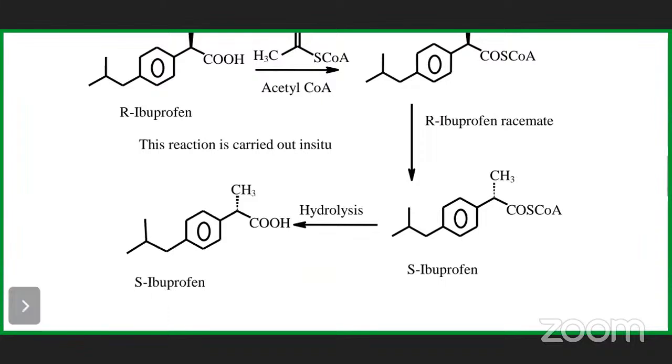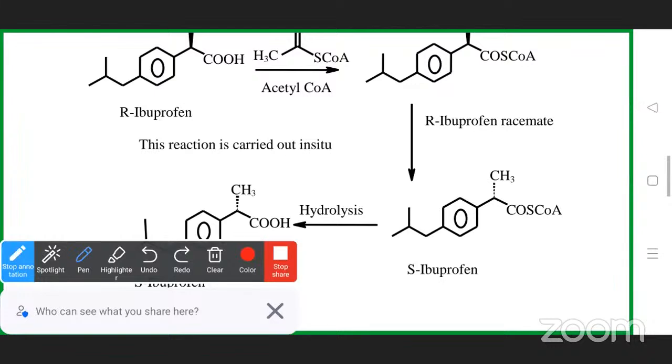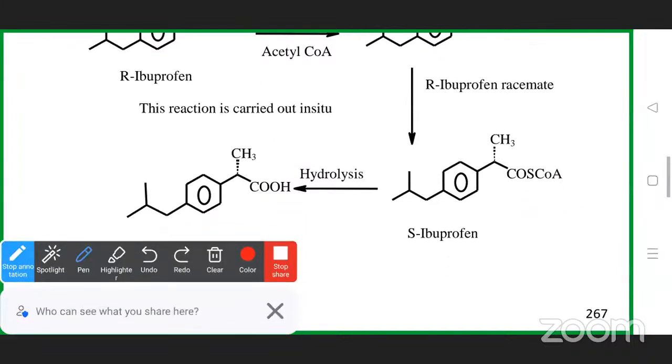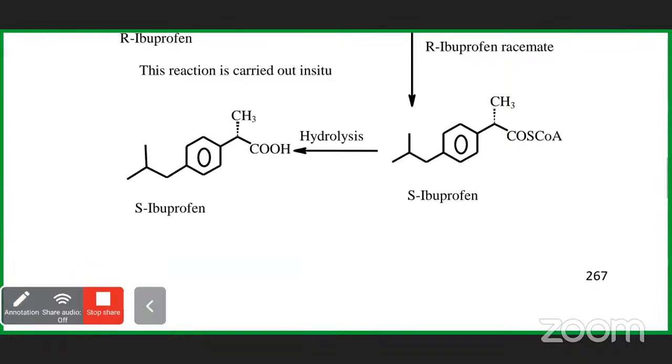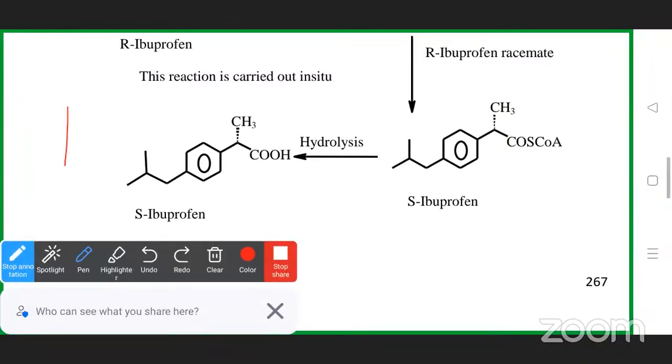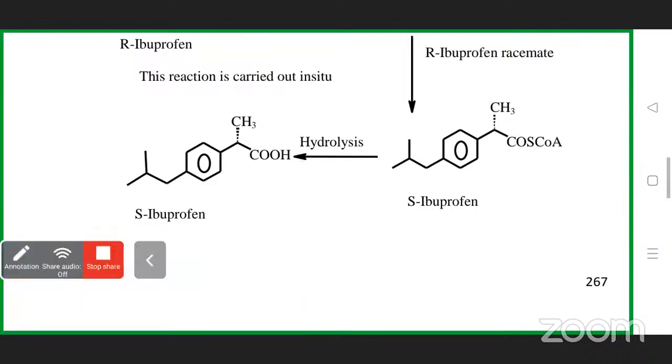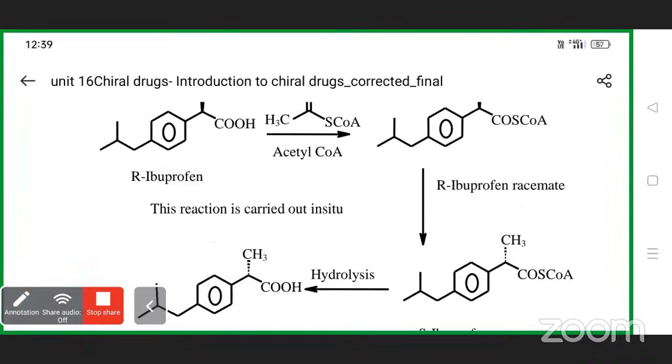And upon hydrolysis, this coenzyme gets hydrolyzed and you get your acid. So what is happening here? R-ibuprofen is converting to S-ibuprofen due to an enzymatic reaction. Due to the enzymatic reaction, the R is converting into S-ibuprofen.